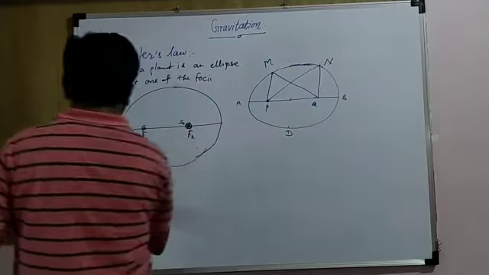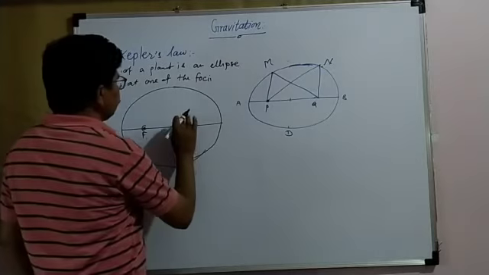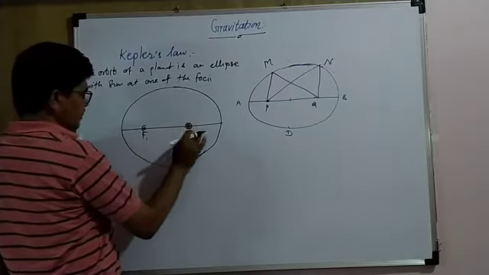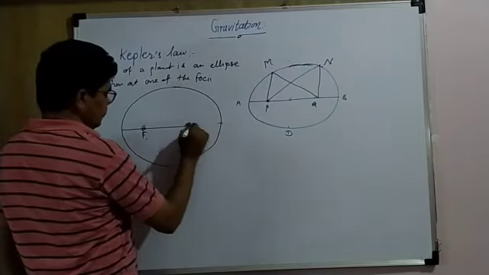Second is that when we consider the elliptical orbit of any planet, suppose this is the position of the earth.